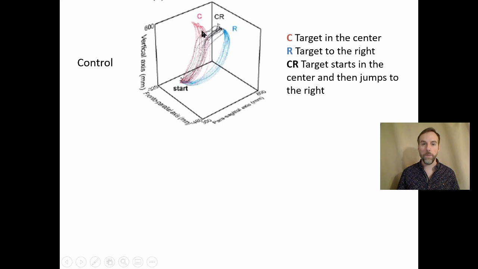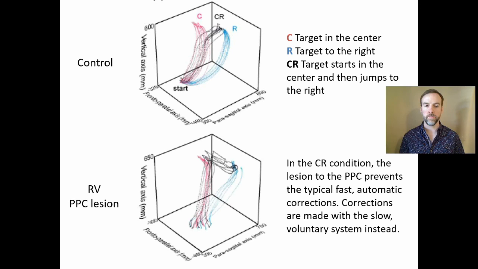Now, the CR trials, those are the ones we're interested in. These are trials where the target begins in the center, and as soon as you start to move to it, it jumps to the right. What you can see in black here, these are control participants who have an intact dorsal stream, and we can see that they make these nice, fast, automatic corrections towards the target jump. So that's great. That's what we expect.